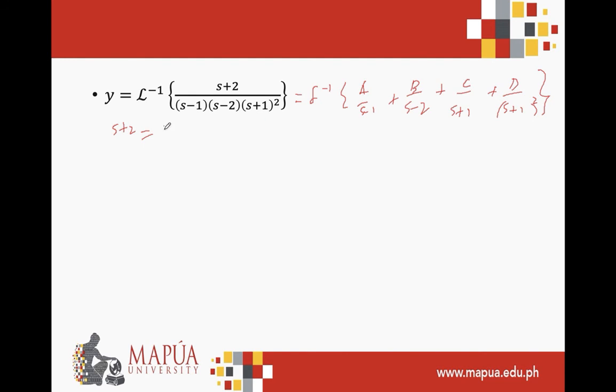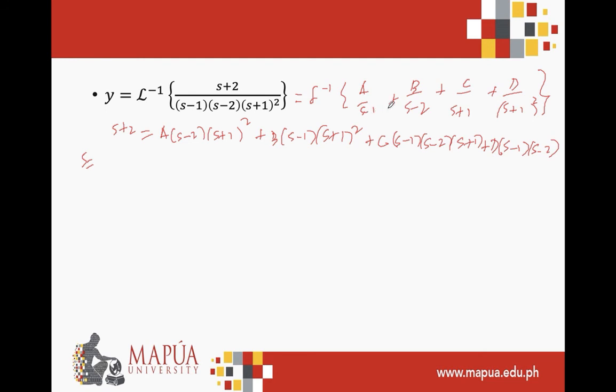And then cross multiply, so I get here a times s minus 2, s plus 1 quantity squared, plus b times s minus 1, s plus 1 squared, plus c, s minus 1, s minus 2, s plus 1, plus d, s minus 1, s minus 2. Okay, so check, and then equate each denominator to 0.